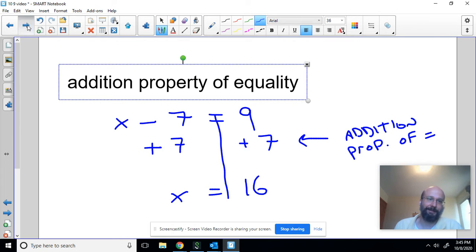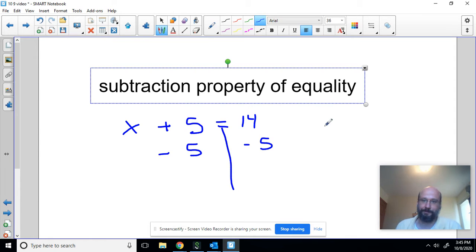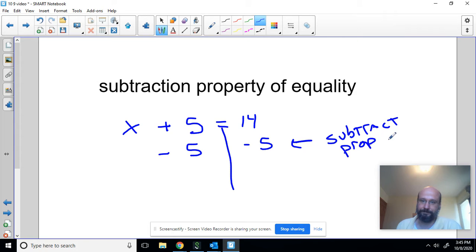So the next property is the subtraction property of equality. You might be able to figure out what this one does. If x plus 5 equals 14, the subtraction property of equality is where you subtract on both sides of an equal mark, right? So this step right here is the subtraction property of equality, when you subtract on both sides of the equal mark.